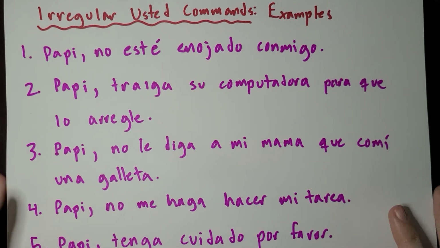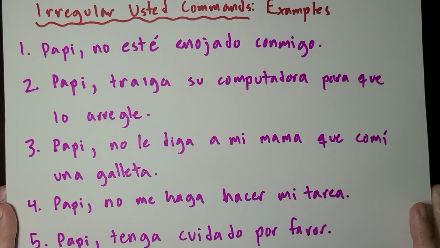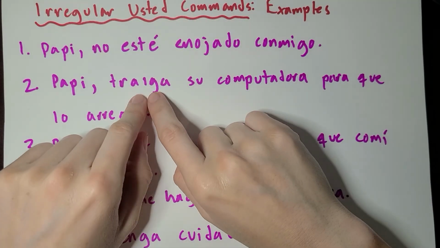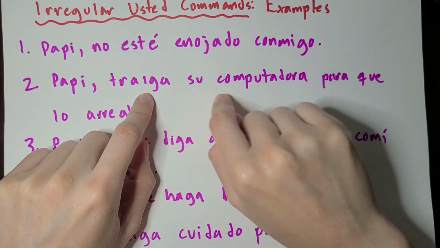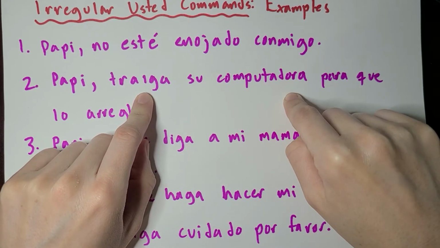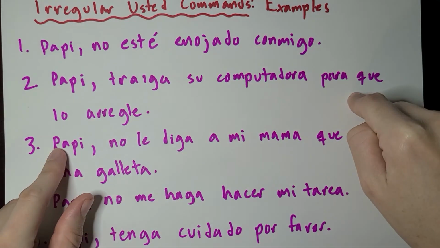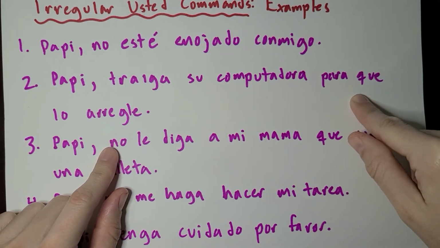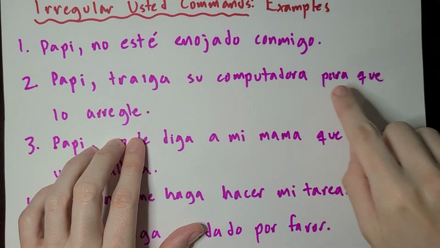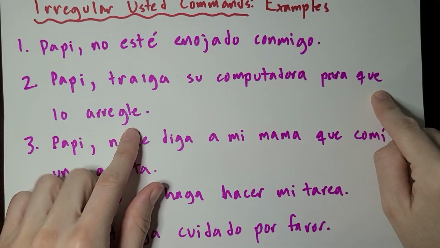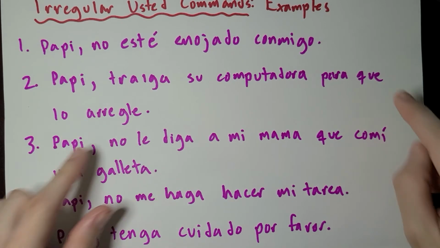2. Papi, traiga su computadora para que lo arregle. Traiga comes from traer, which means to bring. So you're saying, papi, traiga su computadora. Bring your computer, para que lo arregle, so that I can fix it. Don't worry about the rest of that sentence. There's a lot of grammar going on there. What you need to know is para que lo arregle means so that I can fix it.